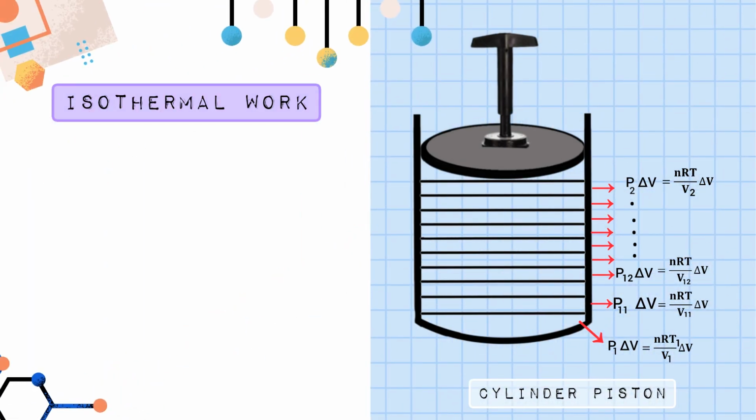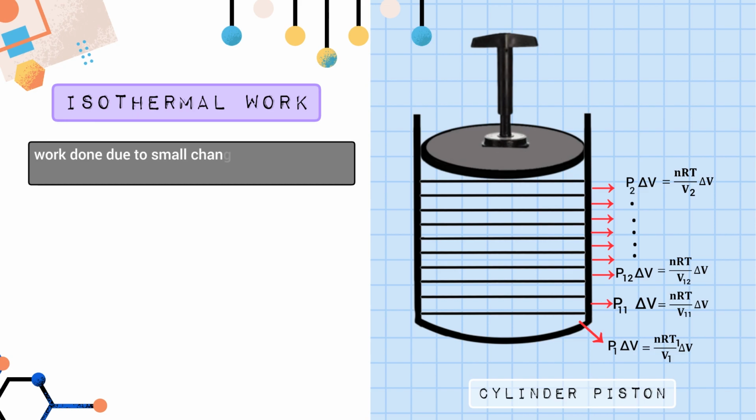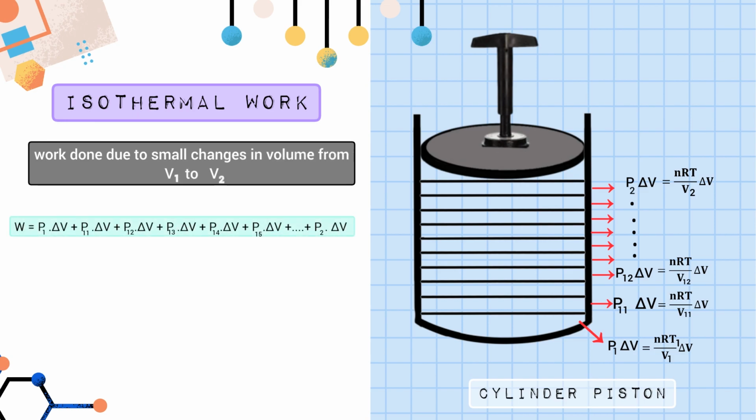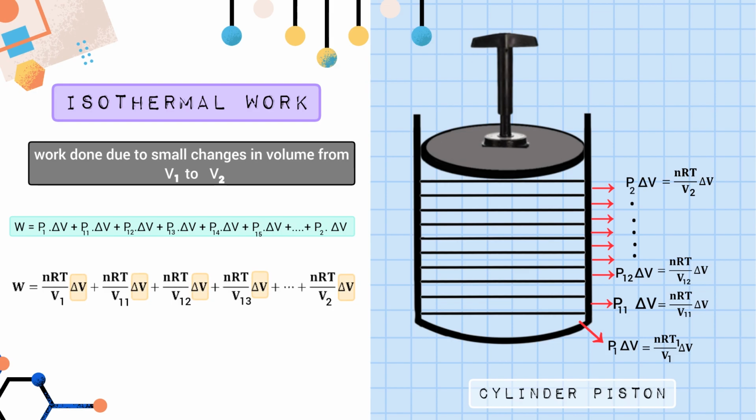Let us first see what the sum of the work done due to small changes in volume from V1 to V2 looks like. We can notice that at each position, when the volume divides the term nRT, we get the pressure at that position, which when multiplied by delta V, gives the small work done by the gas at that position, and hence by adding all the terms, we get the total work done.